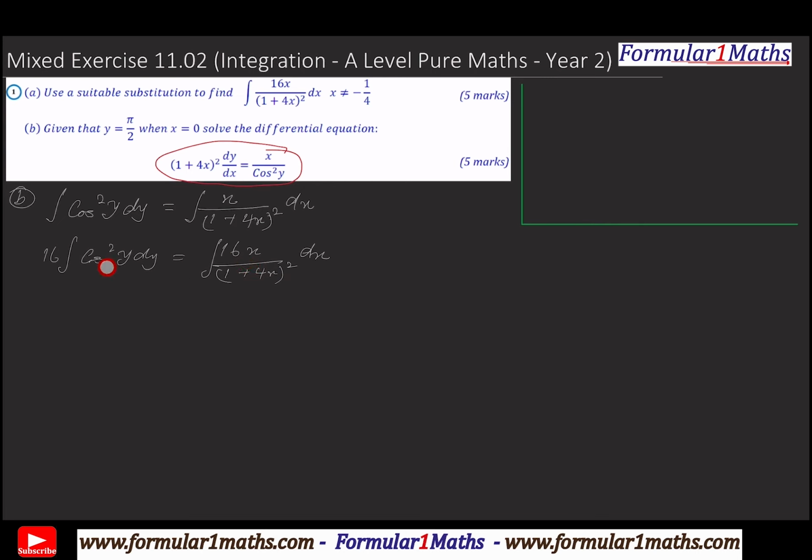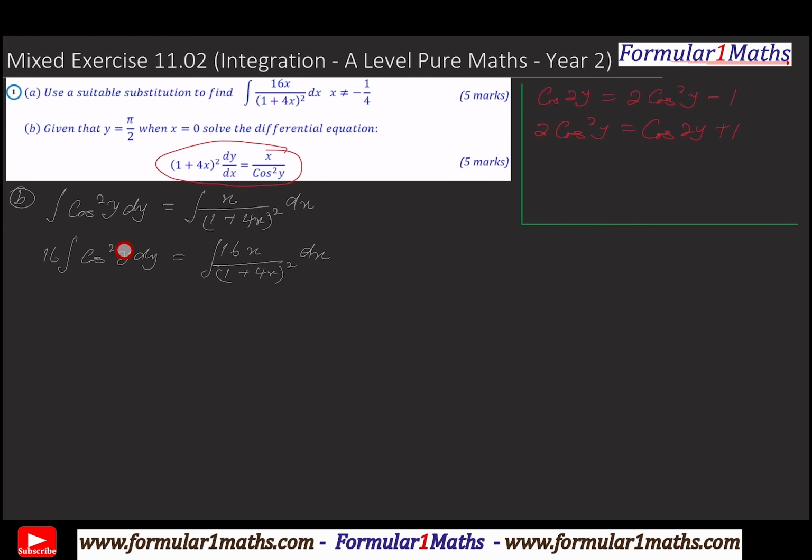For the left-hand side, we are going to use a trigonometric identity to change this form into one that can be integrated easily. And the identity that we are going to use is cos 2y is equal to 2 cos squared y minus 1. All I have to do now is make 2 cos squared y the subject, and I'm going to get 2 cos squared y is equal to cos 2y plus 1.